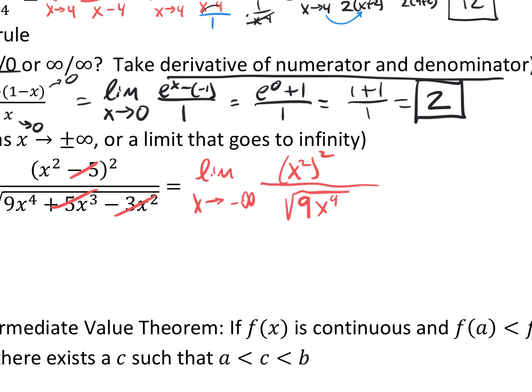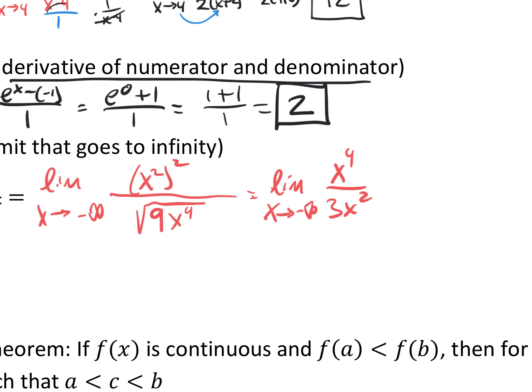So one limit is equal to the other limit. And so this is equal to the limit as x goes to negative infinity of x to the 4th over, now I've got to square root both of these. Square root of this is 3. Square root of this is x to the second. When you take square roots, this is a 1/2 power. It cuts that exponent in half.